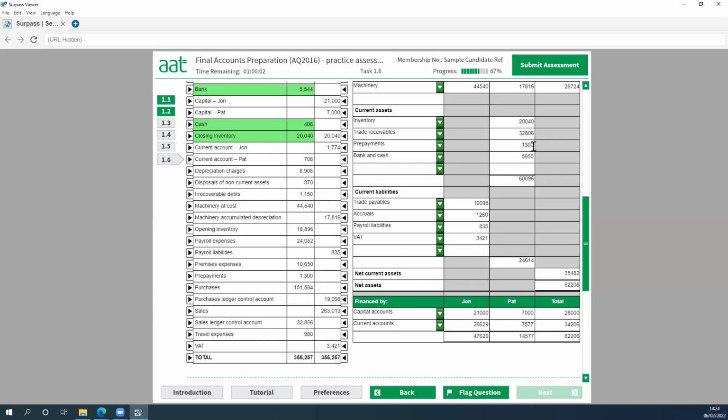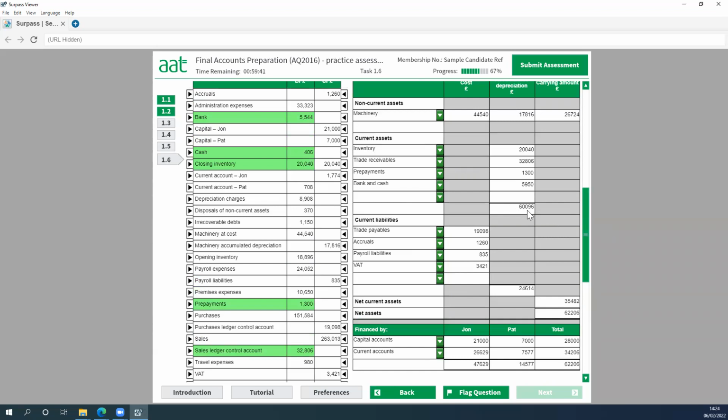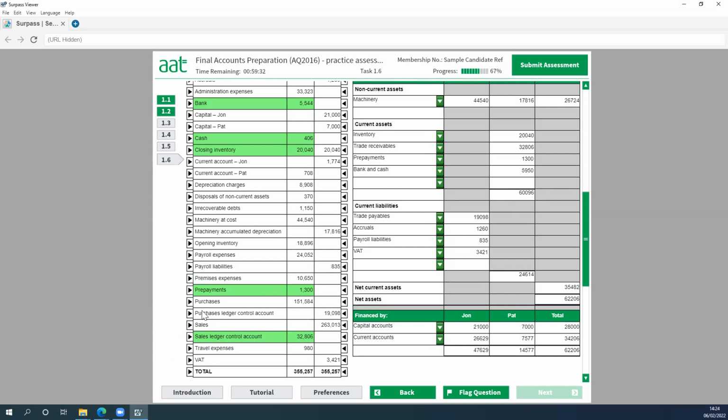In fact, I should be ticking these off as I'm going along. Sales ledger control account, done that one. Trade receivables, done. Inventory, done. Prepayments, done. Bank and cash is the figure we calculated here, and that gives us our current assets of 60,096. Then onto the current liabilities, our suppliers. Our trade payables we find in our purchase ledger control account. We owe our suppliers £19,098.